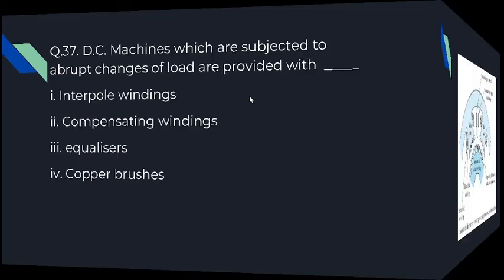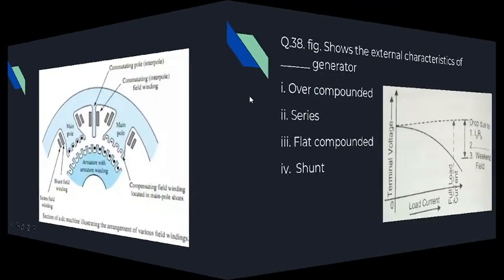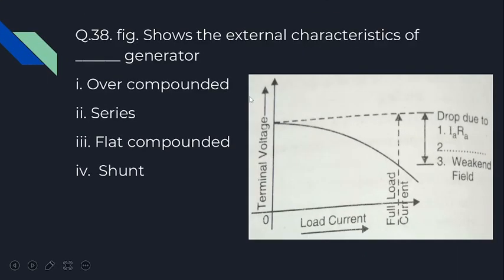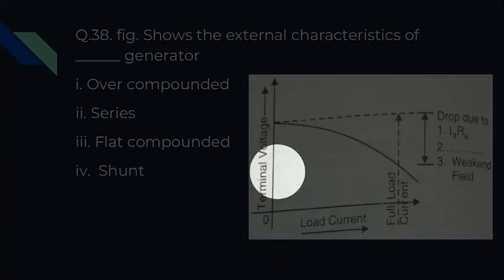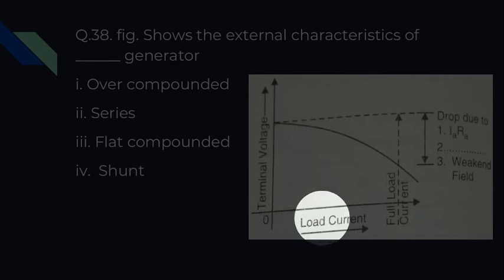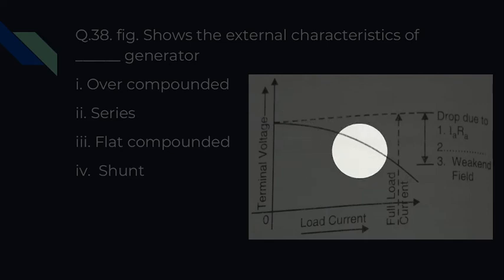Now let's move to question number 38. This figure shows the external characteristic of a dash generator. They have given a characteristics curve, and you need to answer which machine it is representing. Look at this: the terminal voltage at the no load condition is high, whereas as we go on increasing the load current, the voltage is reduced drastically.